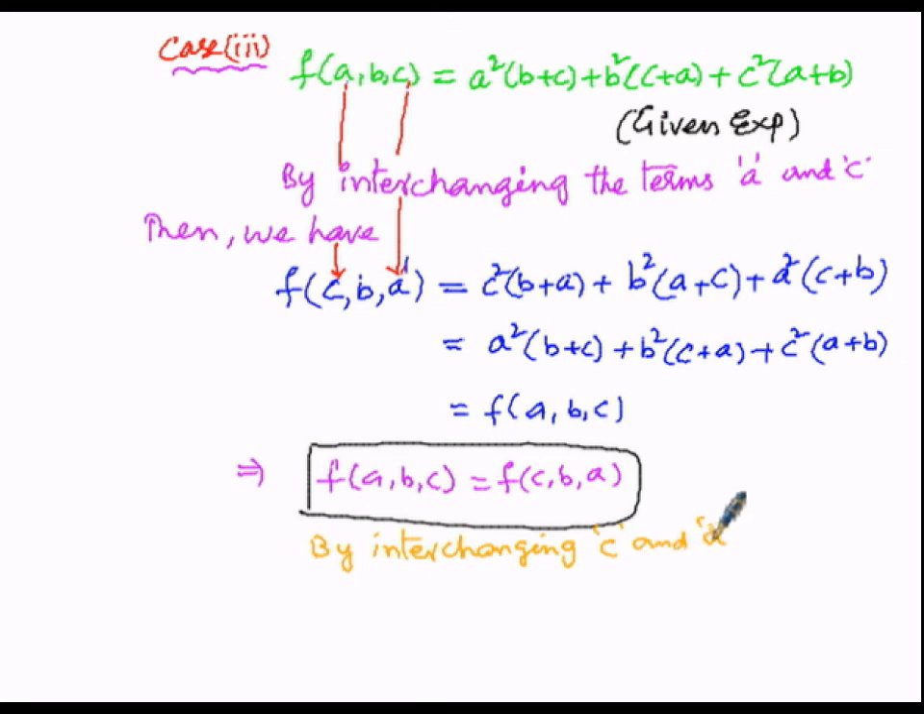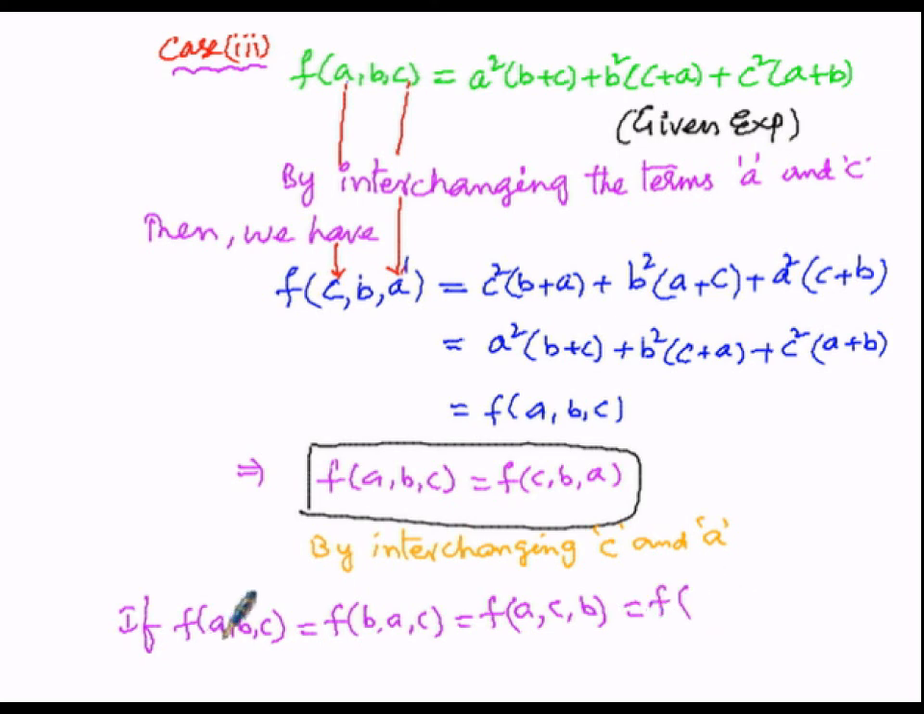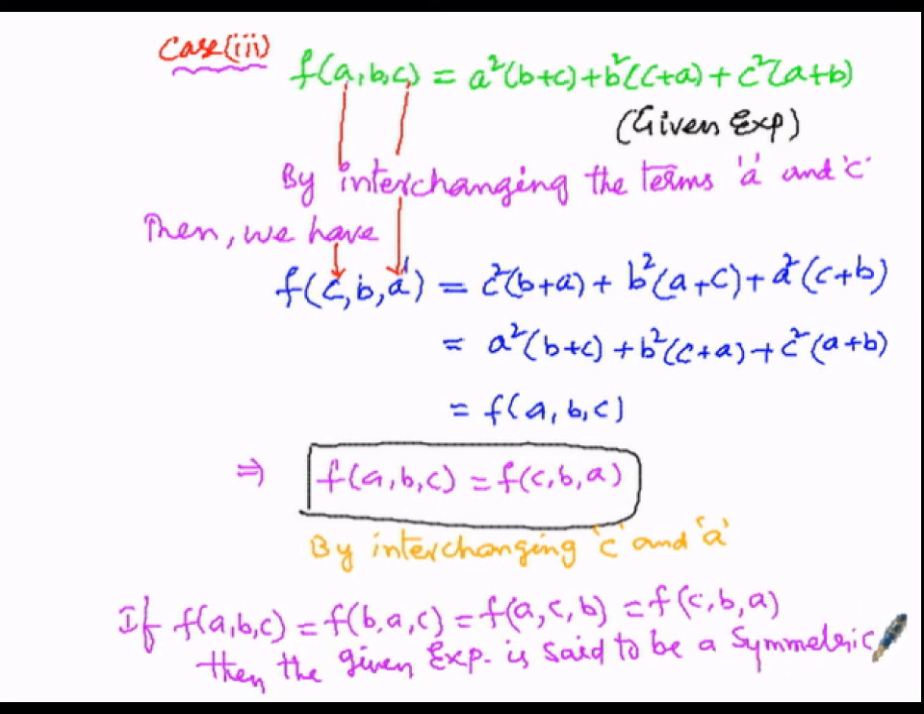From this it is clear that if f of a comma b comma c is equal to f of b comma a comma c, when a and b are interchanged, and equal to f of a comma c comma b, when b and c are interchanged, and equal to f of c comma b comma a, when a and c are interchanged, then the given expression is said to be a symmetric expression.